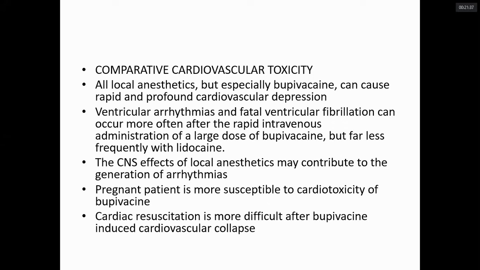And comparative cardiovascular toxicity, especially bupivacaine. Bupivacaine can cause rapid and profound cardiovascular depression. Ventricular arrhythmias and fatal ventricular fibrillation can occur more often after rapid intravenous administration of a large bolus dose of bupivacaine, but less frequently with lignocaine. And the CNS effect of local anesthetic may contribute to the generation of arrhythmias also. And pregnant patients are more susceptible to cardiovascular toxicity of bupivacaine. And another thing is cardiac resuscitation is more difficult and unfruitful after bupivacaine induced cardiovascular collapse.